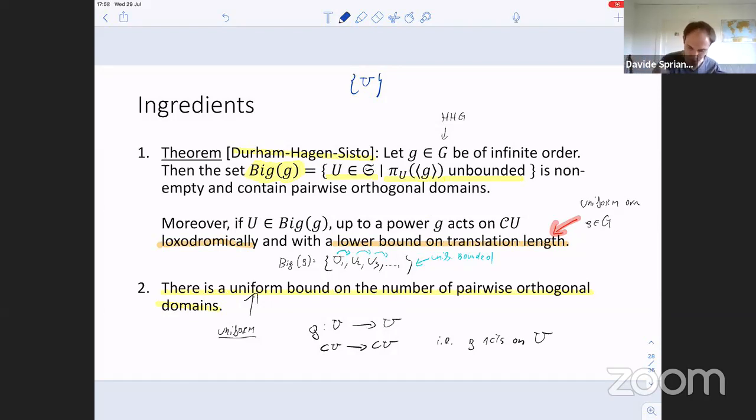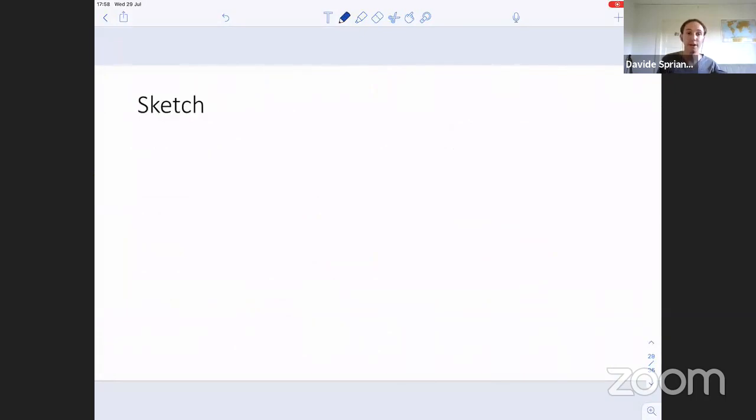Okay, good. So those are the ingredients we are going to need. Here is the sketch of the proof, which is basically what we are going to do for the rest of this talk. First, something important: we assumed that G is virtually torsion-free.